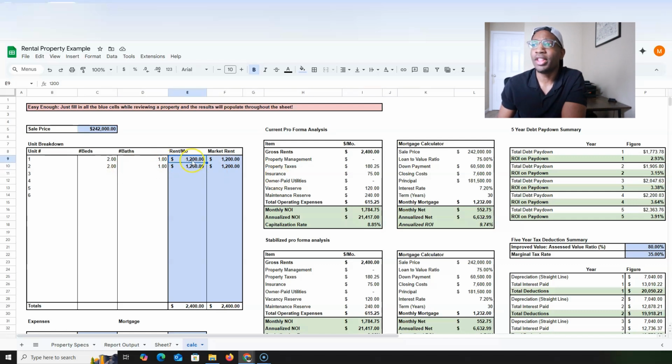So they were getting $1,200 per month for one side. The other side, it was not rented, but they were listing it at like $1,400. But I wasn't too sure if they're going to get that, so I just based my numbers off of $1,200. So it's $2,400 total for market rent. So it hits close to that 1% rule. And in this market, it's really great to hit that rule.